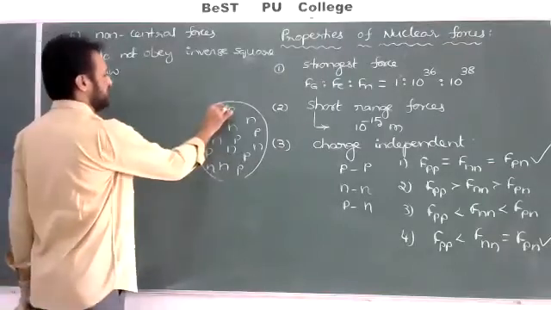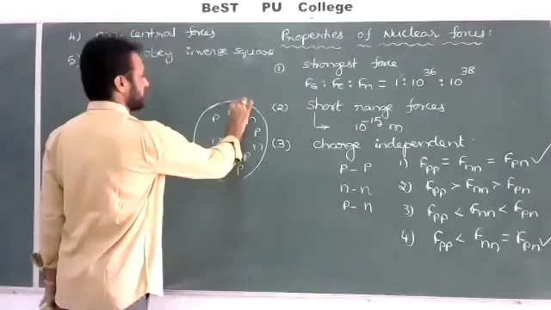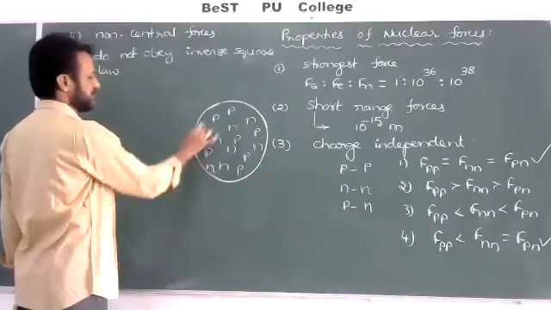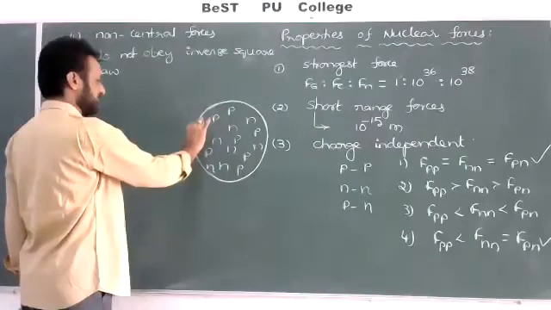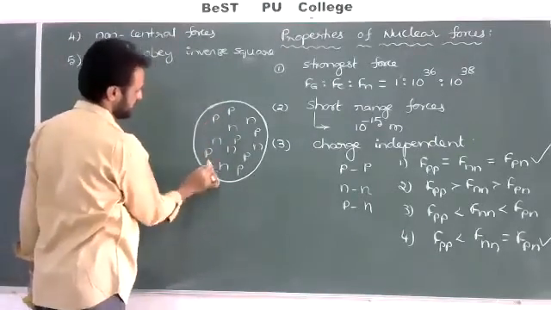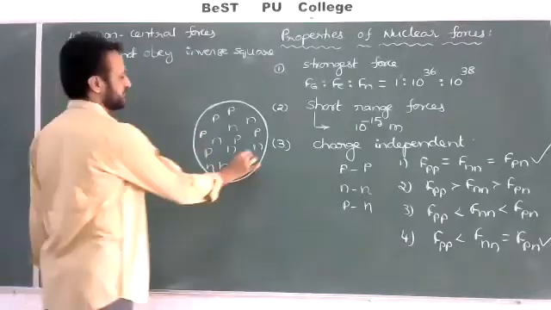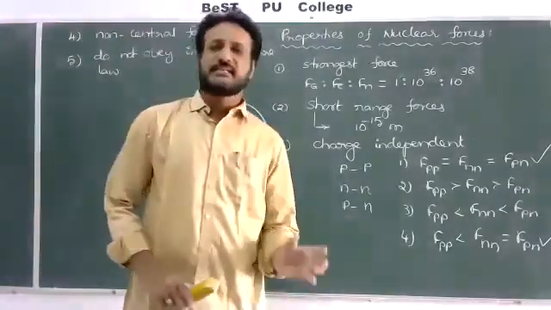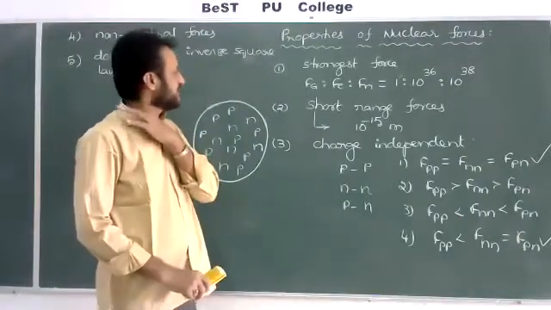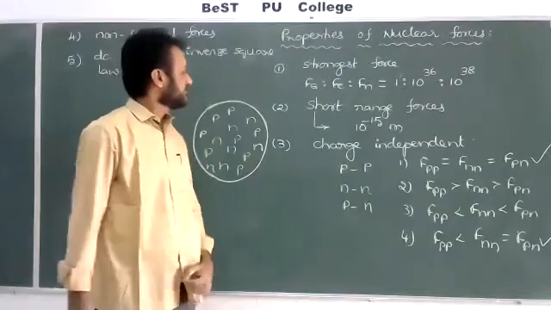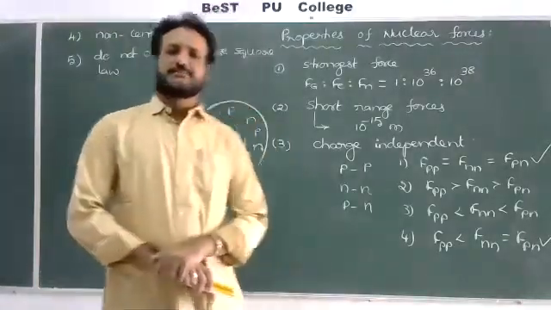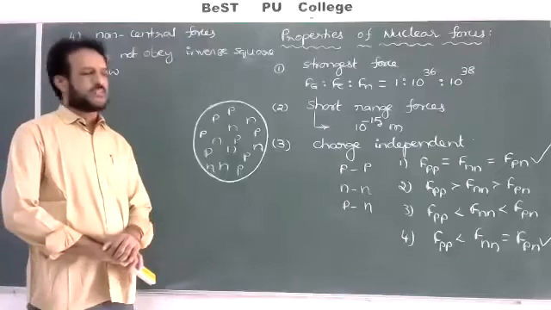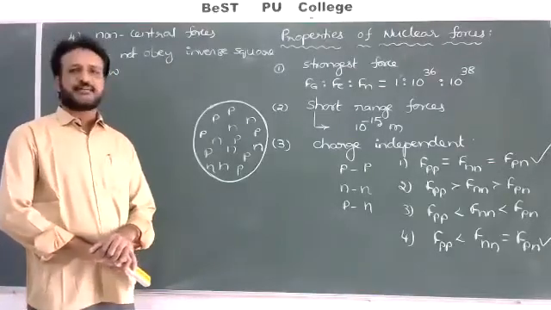One more point. Nuclear forces are strong repulsive forces, or hardcore repulsive forces, when the distance between two nucleons is less than 0.5 Fermi.